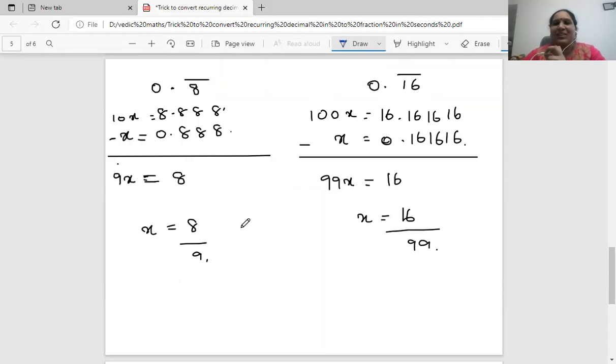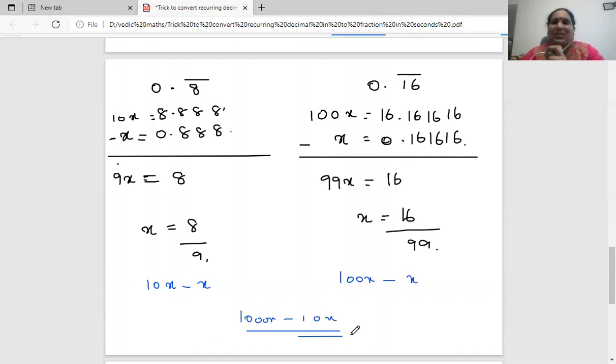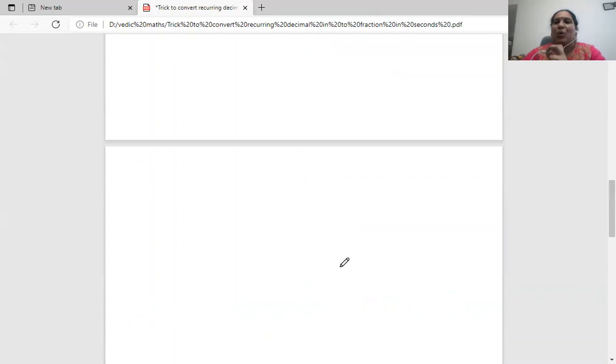In this method, the main problem is that sometimes we have to subtract 10x and x, sometimes 100x and x, sometimes 1000x and 10x. So it varies from question to question, and students find it difficult to predict which two x values they need to subtract. Now let's come back to our trick.